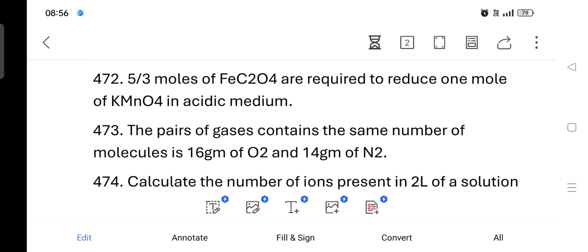5 by 3 moles of FeC2O4 are required to reduce 1 mole of KMnO4 in acidic medium. The pair of gases containing the same number of molecules is 16 grams of O2 and 14 grams of N2.